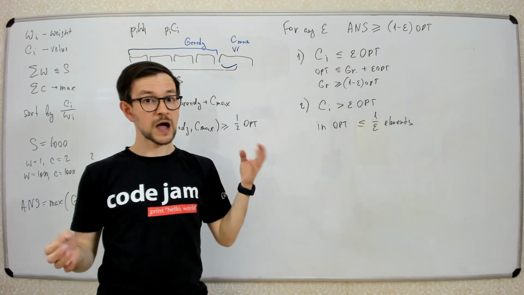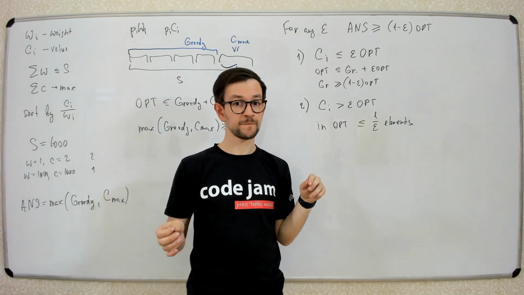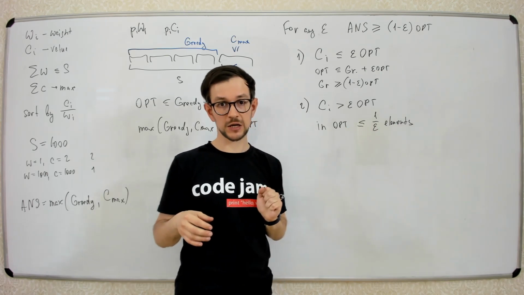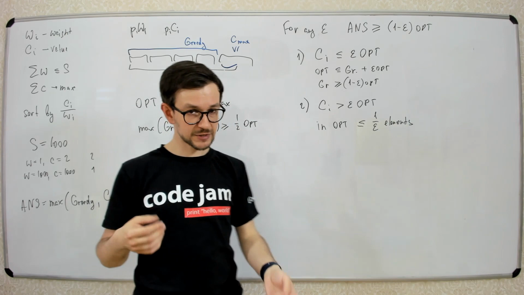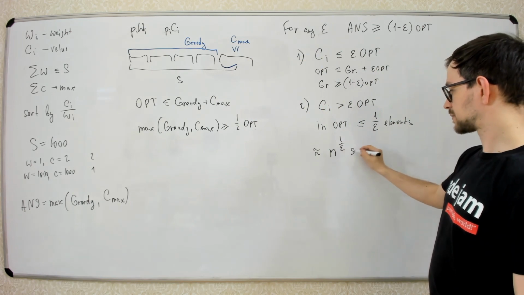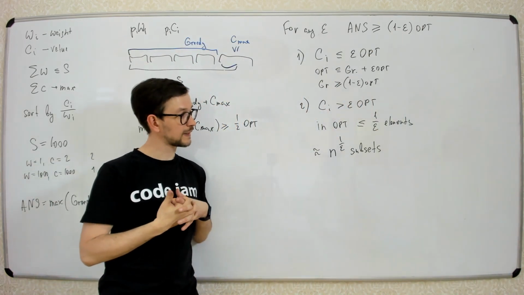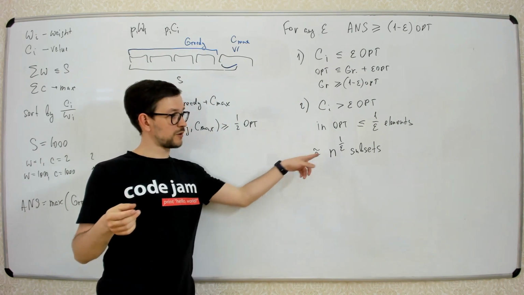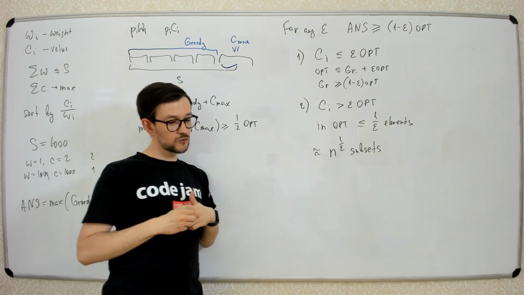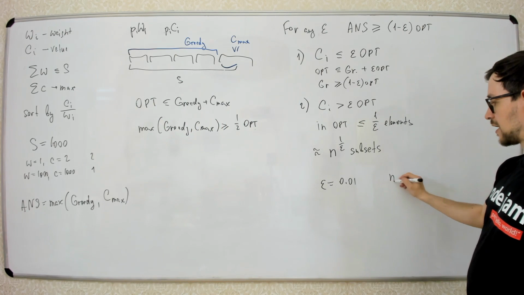So what can I do? I can iterate over all possible sets of this number of elements. I can try all possible subsets of elements of size at most 1 over epsilon. How many subsets should I try? I should try about n to the power 1 over epsilon subsets. Now again, epsilon is a constant, so this is some polynomial, right? But the degree of this polynomial increases when I decrease epsilon. For example, if I take epsilon equal to 0.01, here I will have n to the power 100.